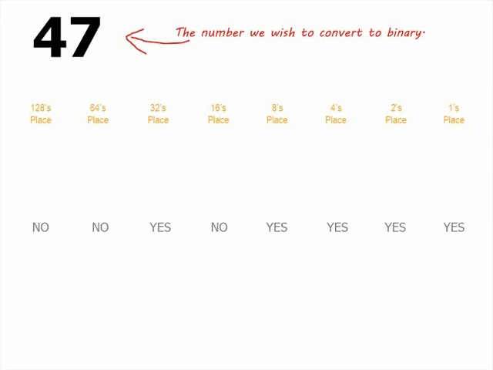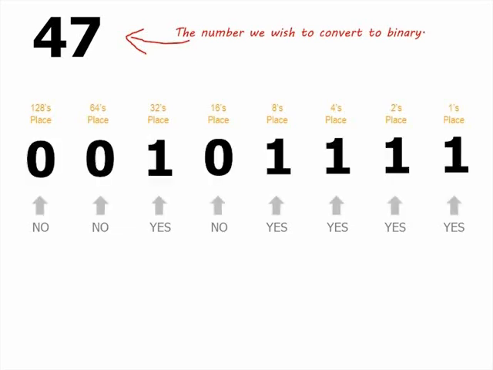So now let's go back. We have no, no, yes, no, yes, yes, yes. Remember? Zeros are no's, ones are yeses. So we have a 0, a 0, a 1, a 0, and the rest are all 1s. So 47 in binary is 0, 0, 1, 0, 1, 1, 1. Or you can suppress the leading zeros and just say it's 1, 0, 1, 1, 1.